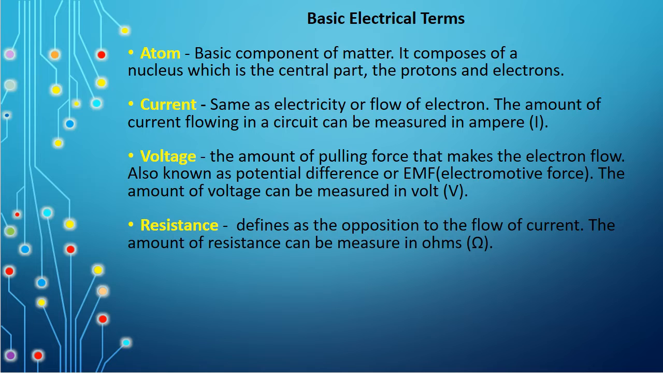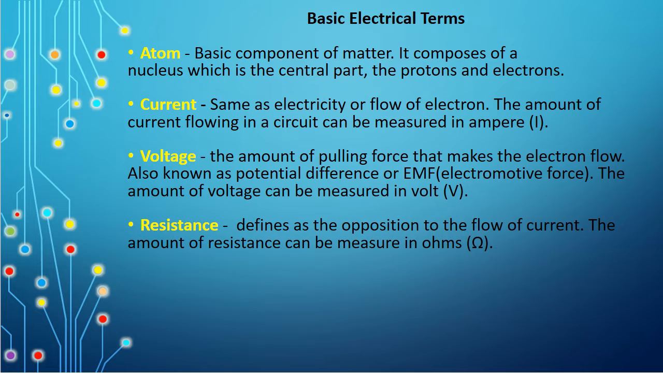Then we have another, current. It is the same as electricity, or the flow of electrons. The current is the amount of electricity flowing in a circuit, which can be measured in amperes, and the symbol of that is the letter I.